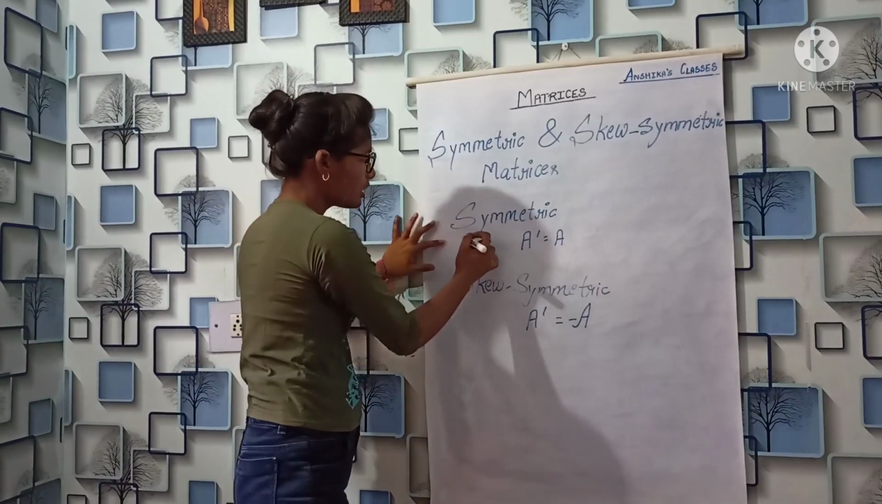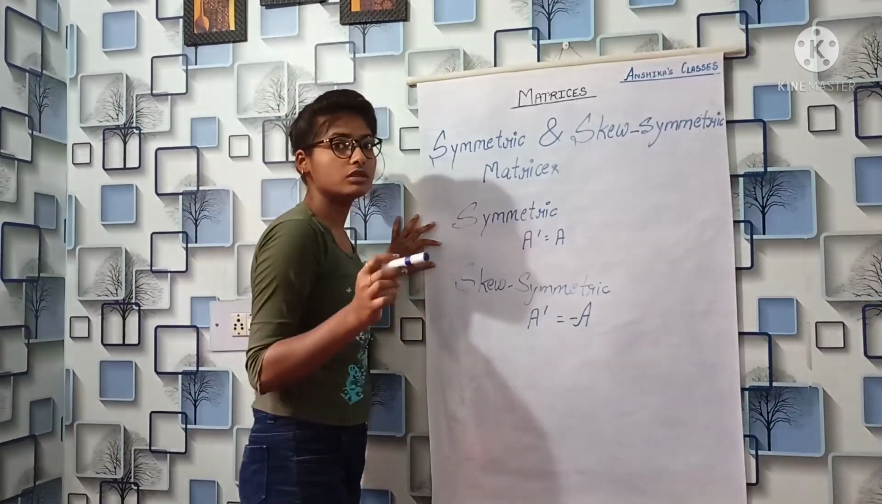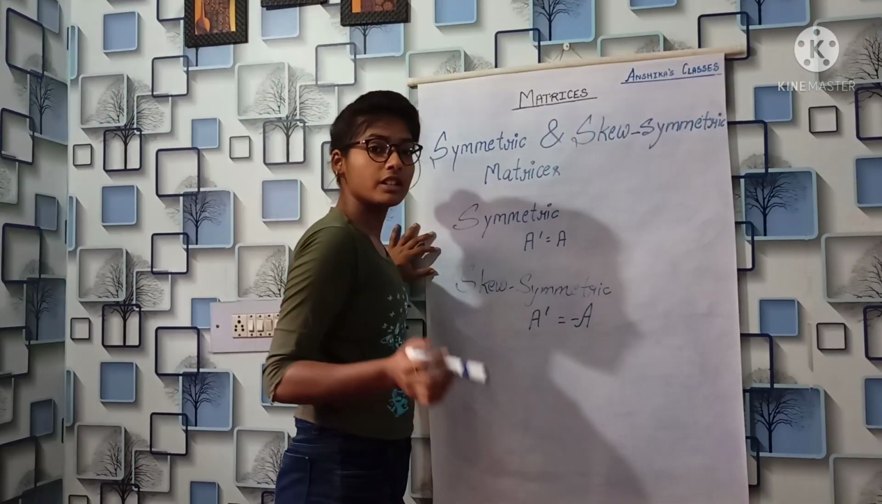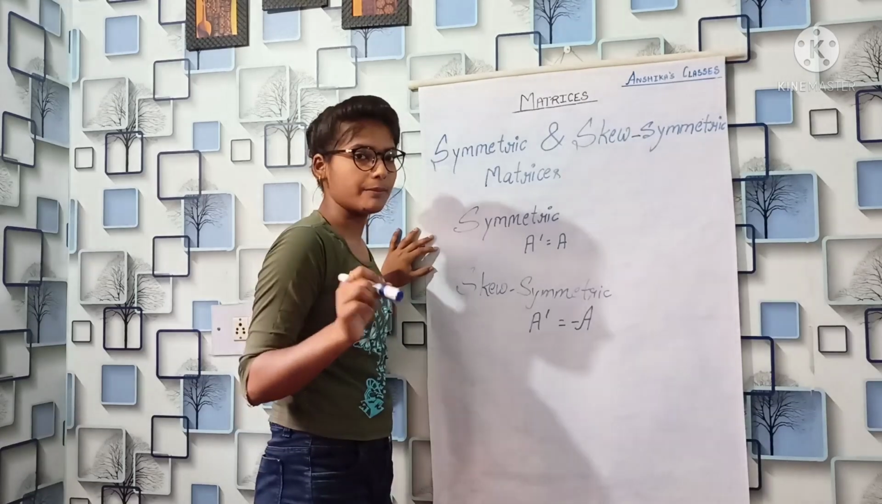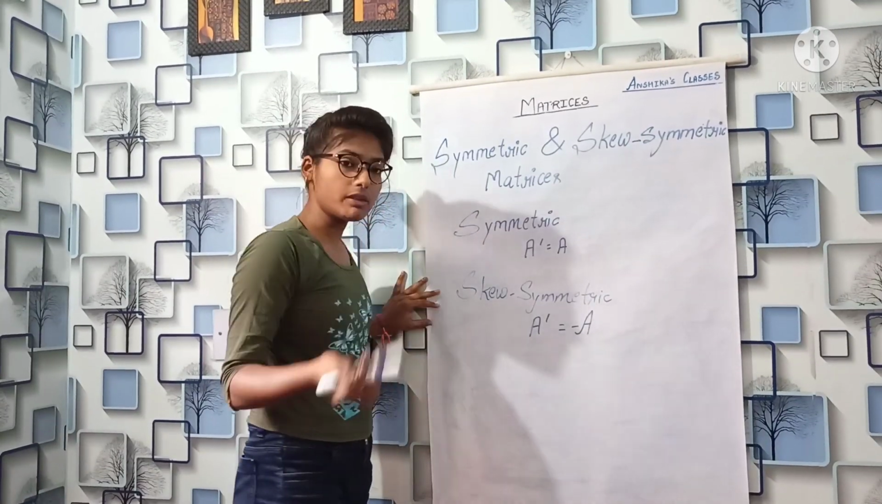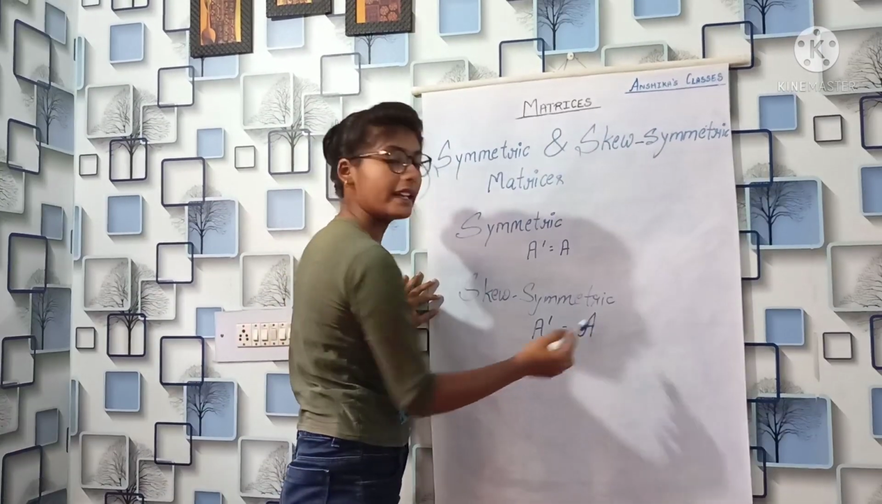So now let's talk about symmetric and skew symmetric matrices. For a symmetric matrix, A dash is equal to A. This is the property. And for a skew symmetric matrix, A dash is equal to minus A.